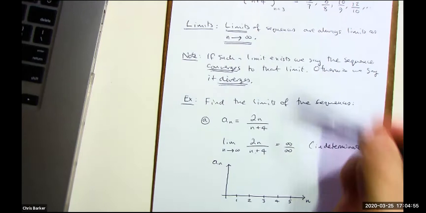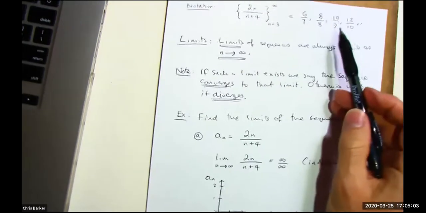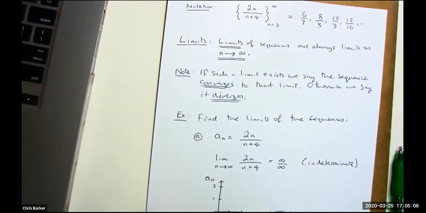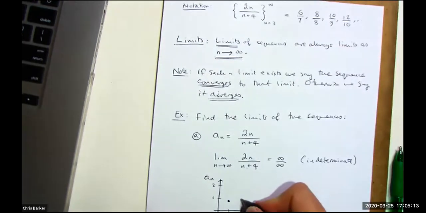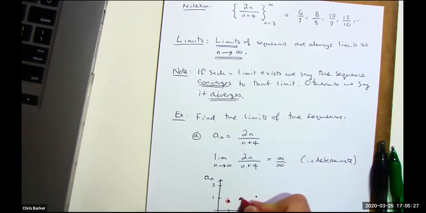And if you look back up here, let's make this 2 and this 1. We have the values 6/7, which is a little bit lower than 1, and then we have the value 8/8, which is 1 itself, and then we have the value 10/9, which is slightly bigger than 1. Wait, we're starting at 3. Thank you for reminding me. Scratch this, scratch this, scratch this. So yeah, we were starting at 3.